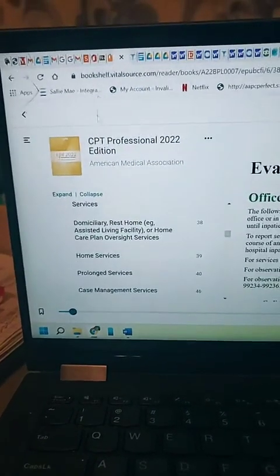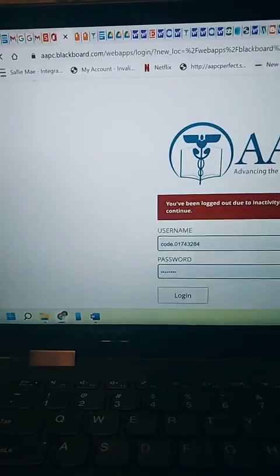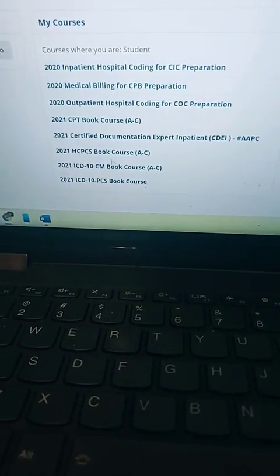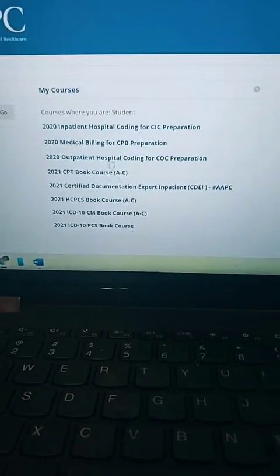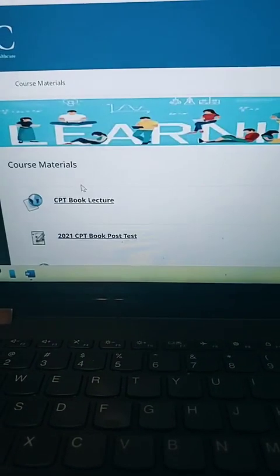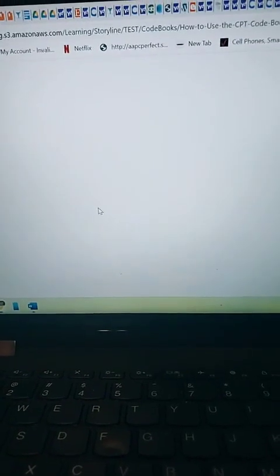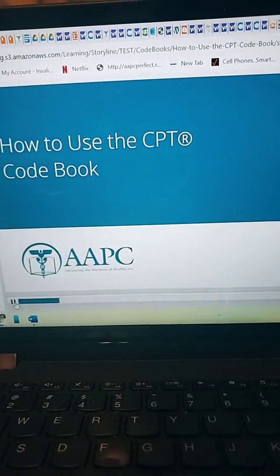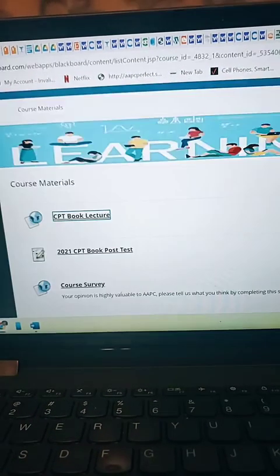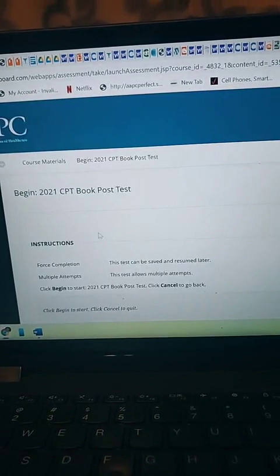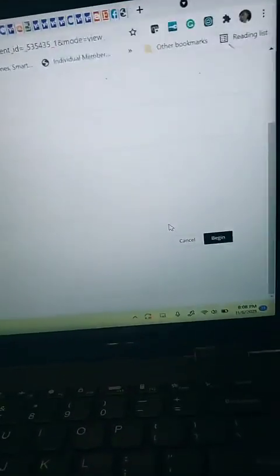learn all the pages. And then if you are on Blackboard, when you get the ebooks and you go over to My Courses, your ebooks come with a course. So, what was I at? I was at CPT. Let's hit pick. CPT comes with a course. Like, you get a book lecture. It's not much of a lecture, but I mean, it comes with stuff. Welcome to AAPC's training on how to use the CPT codebook. It's, you know, eh. And then you do have a test, and then you can do a course survey, but you can click to begin and start taking some sort of test.